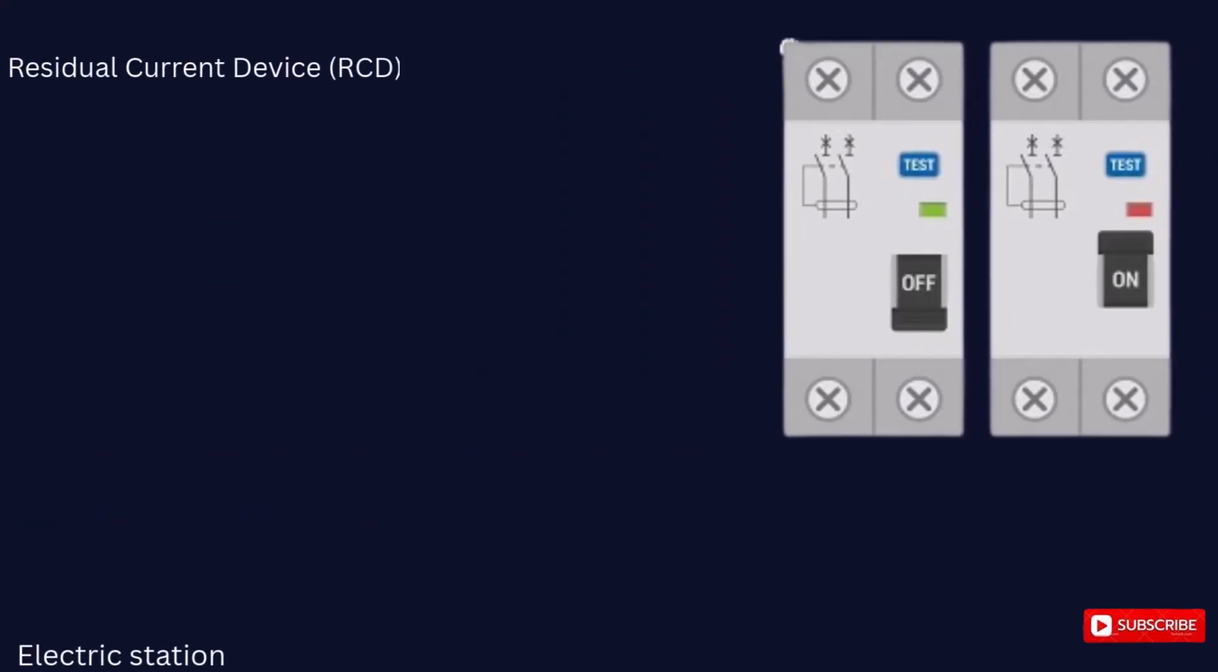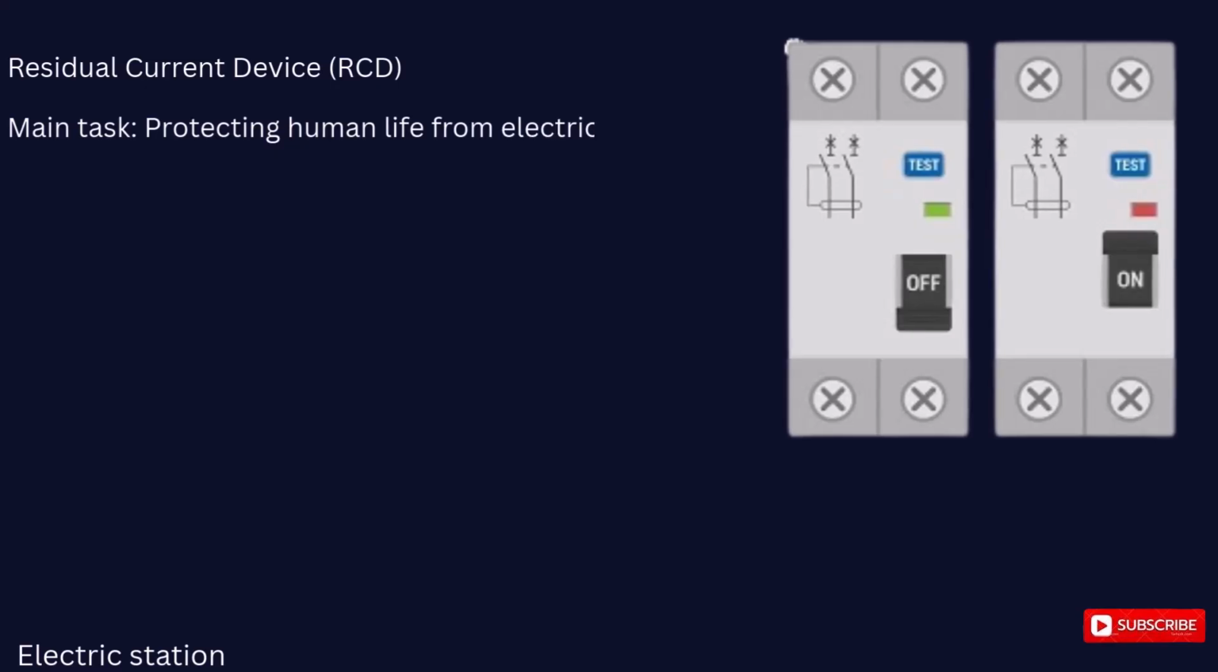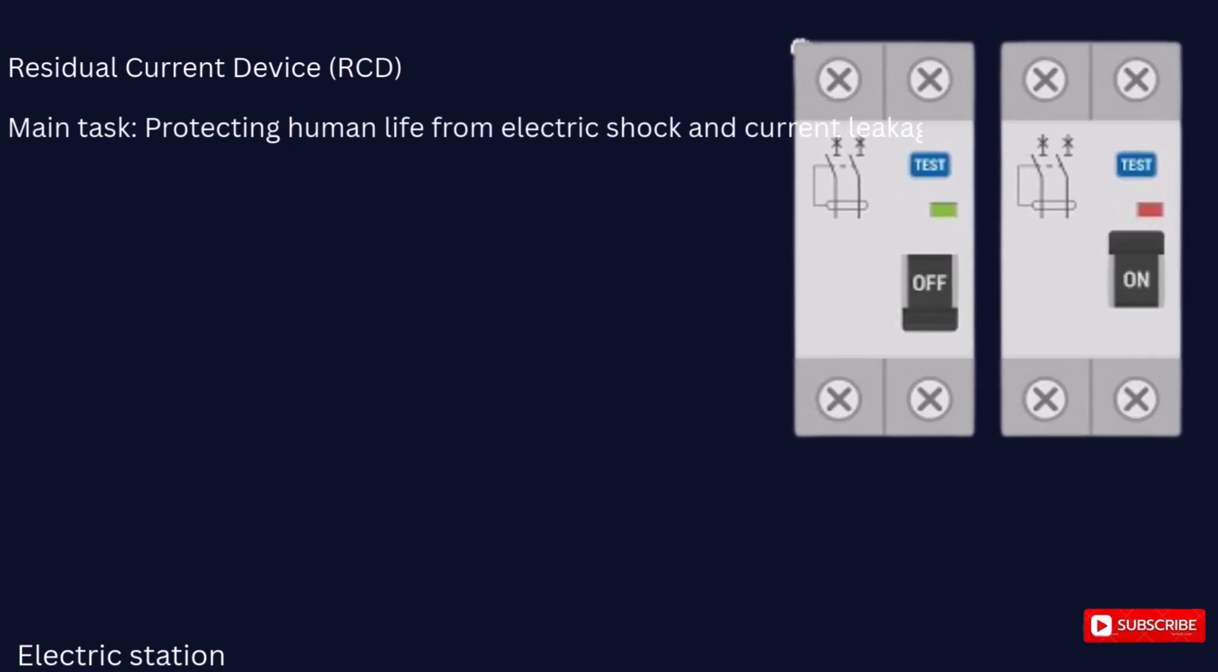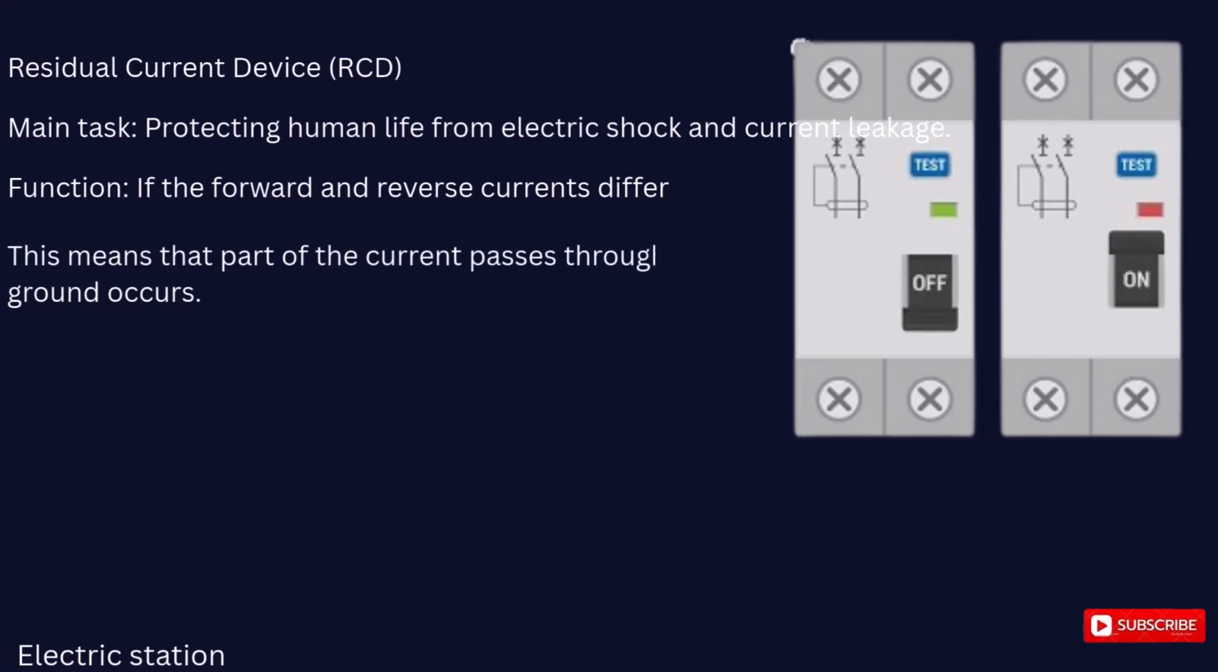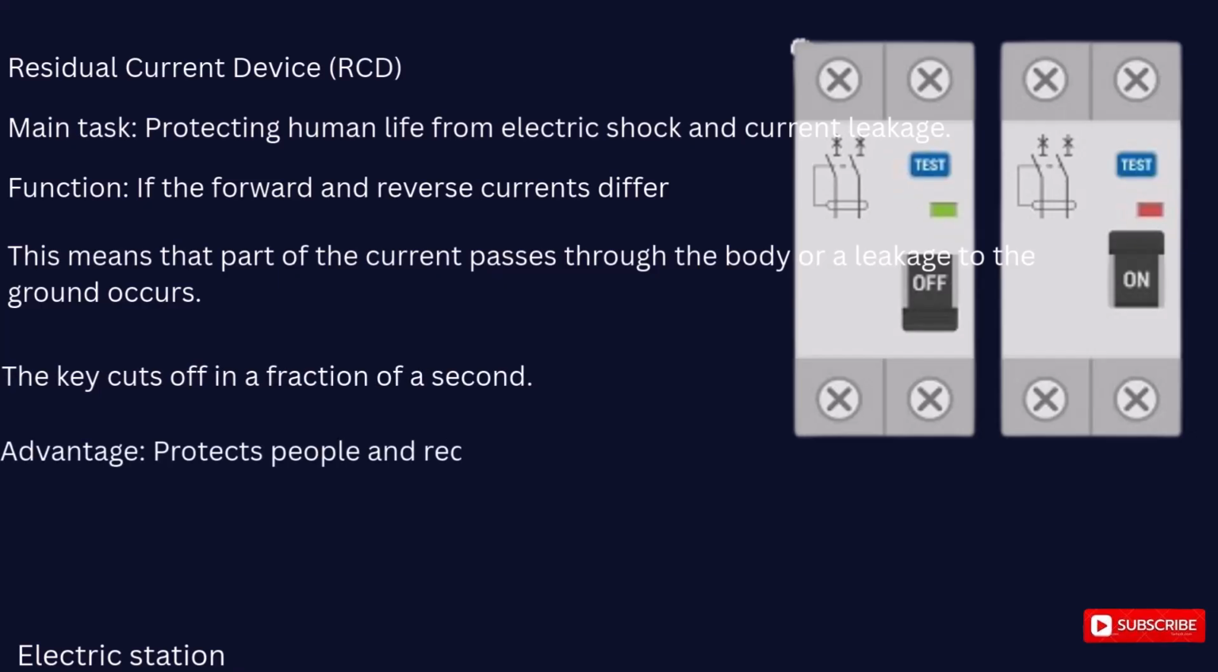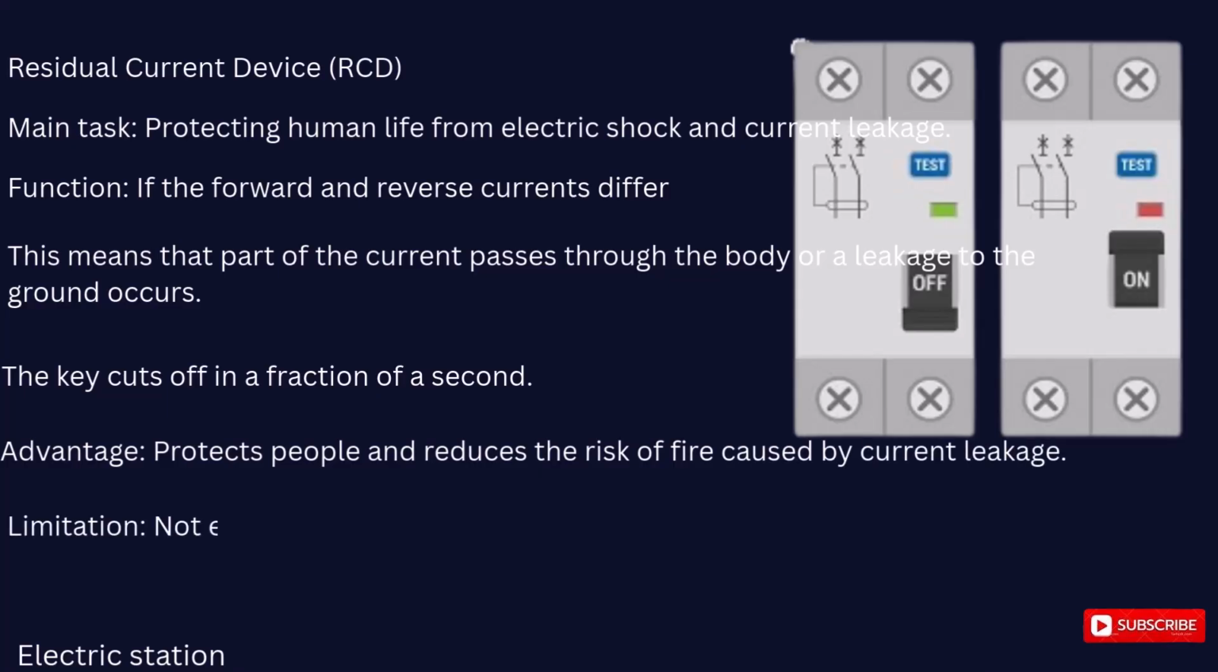The Residual Current Device, or RCD, also known in some sources as RCCB, is one of the most important safety devices in building electricity. RCD is a switch that quickly cuts off the electrical current in the event of a leakage to prevent electric shock and fire. The main function of RCD is to protect human life from electric shock and also to protect against leakage current to the ground, which can lead to fire.